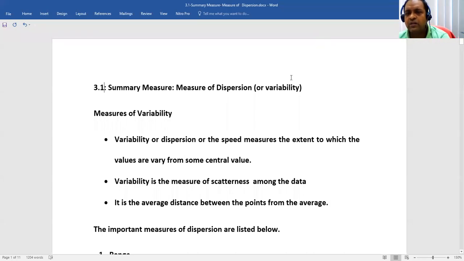Today we are going to learn another summary measure that is called measure of dispersion or variability. What is this? Variability, dispersion, or spread, measures the extent to which the values vary from the central value. This is the measure of scatteredness among the data. This is also the average distance between the points and the average.